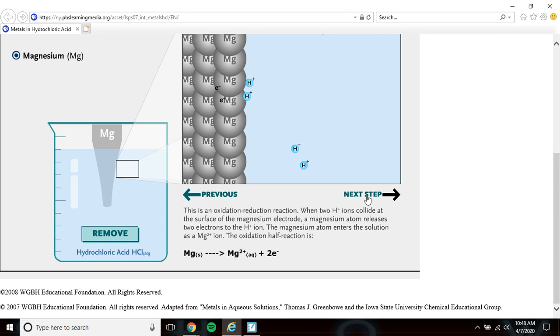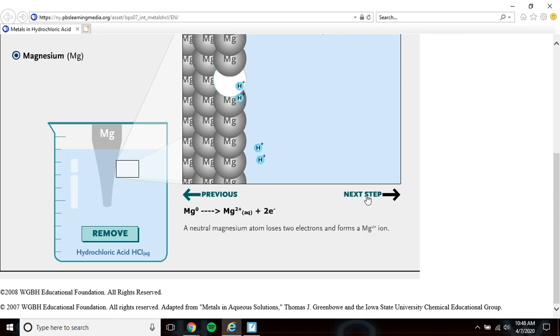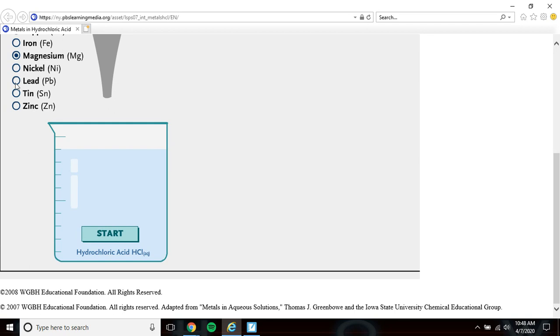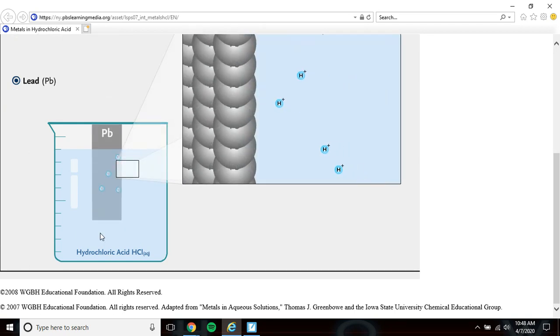Now I'm going to go to the reduction half reaction. If you need to go back and pause, that's fine. Here is the reduction half reaction. There's the reduction half reaction. Now we're done with magnesium. Okay, now I'm going to go back to lead. We'll do lead as Pb as the next third metal. Okay, how many electrons are transferred? Again, 2 electrons.